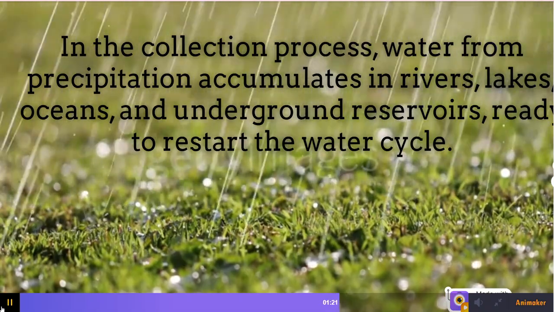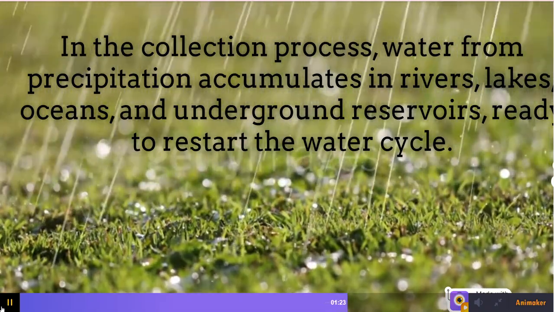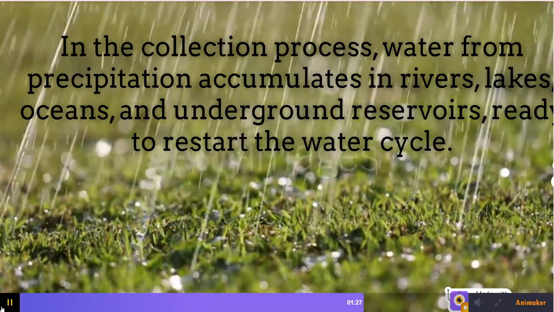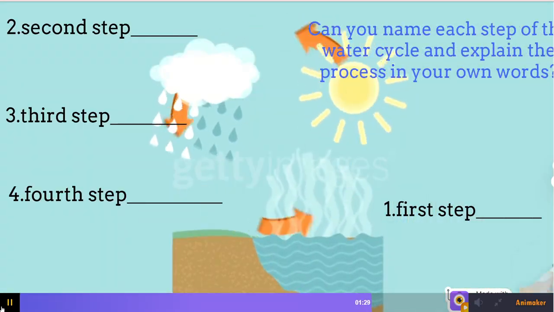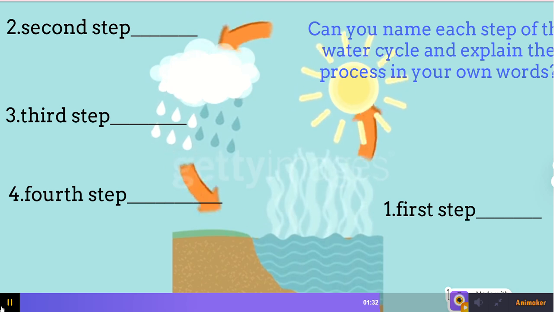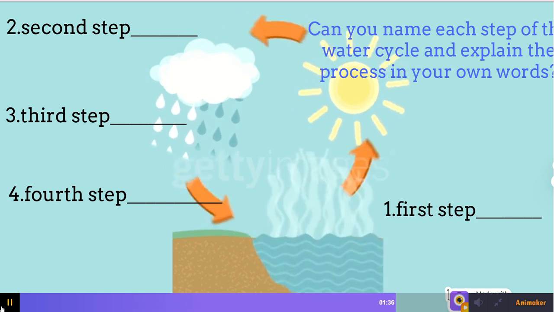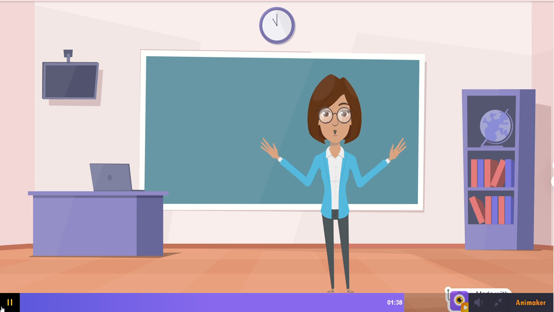In the collection process, water from precipitation accumulates in rivers, lakes, oceans, and underground reservoirs, ready to start the water cycle process. Can you name each step of the water cycle and explain the process in your own words?